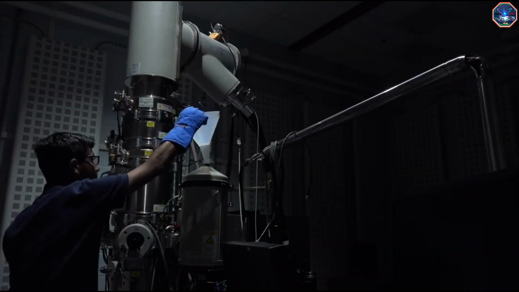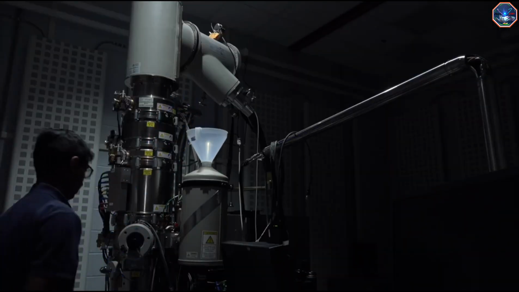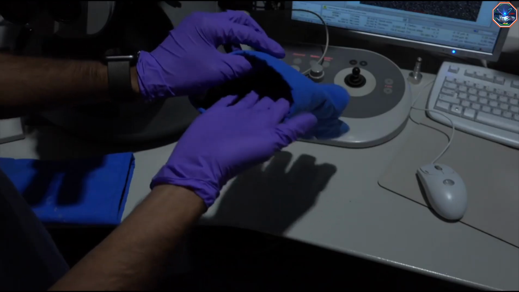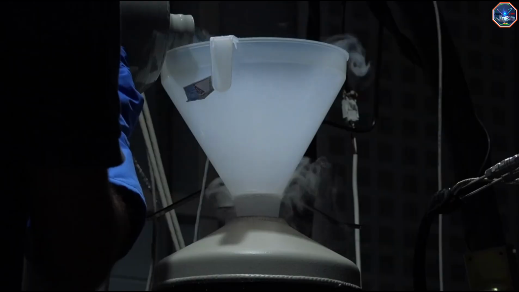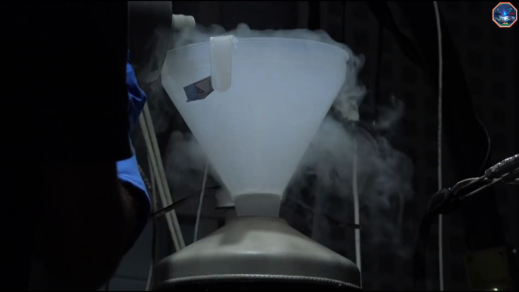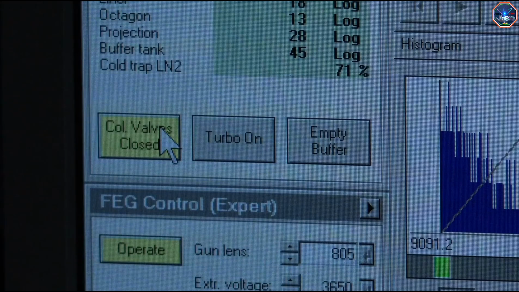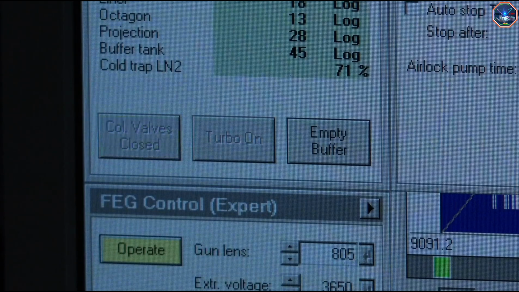To begin imaging the sample that we loaded, we first add liquid nitrogen to the cold trap. When working with liquid nitrogen, we must wear special cryo gloves that protect our hands from the very cold temperatures of the liquid nitrogen. Then we have to turn on the electron beam with an appropriate accelerating voltage.